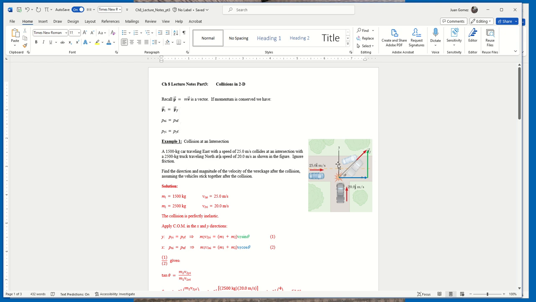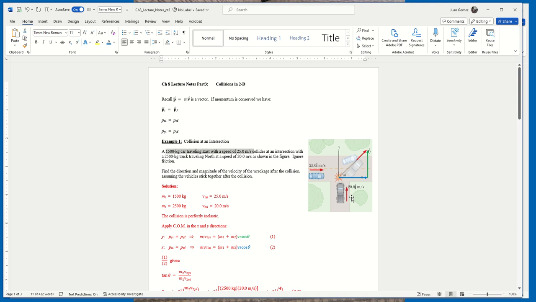Here's a pretty straightforward example of a two-dimensional collision. We can see here at this intersection, you have a car and a truck collide. The car is the blue. It's moving in the positive x direction. Before the collision, it's moving at 25 meters per second. Call that M1. That's the 1,500 kilogram car moving east, i.e. moving in the positive x direction at 25 meters per second.